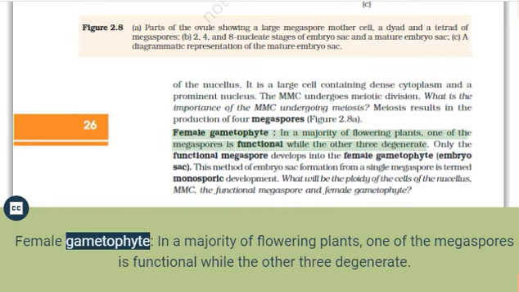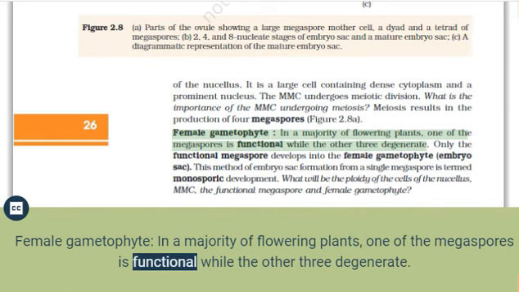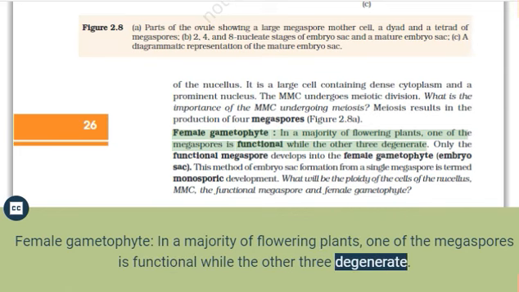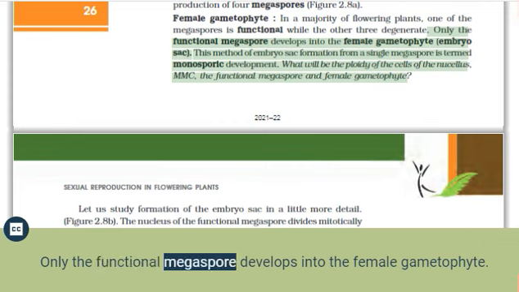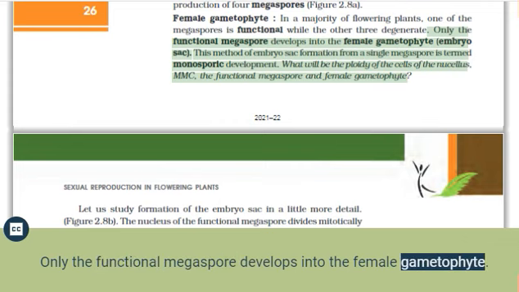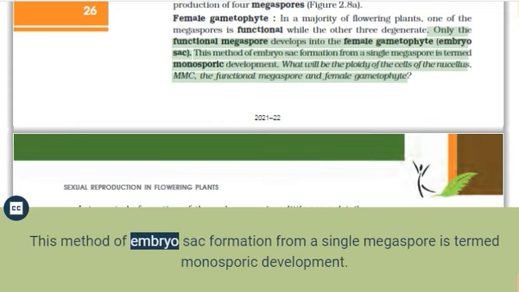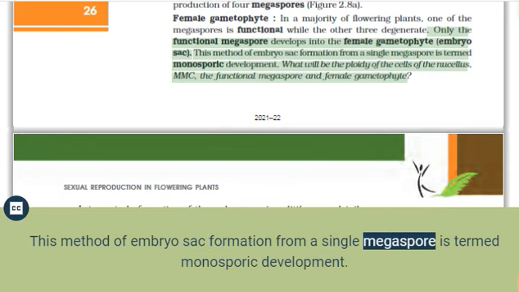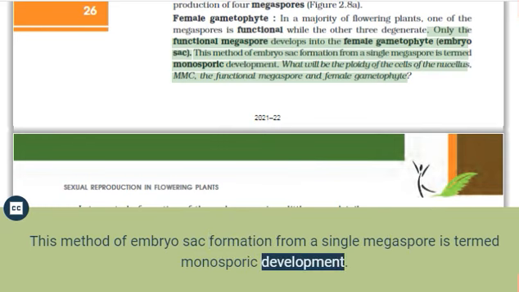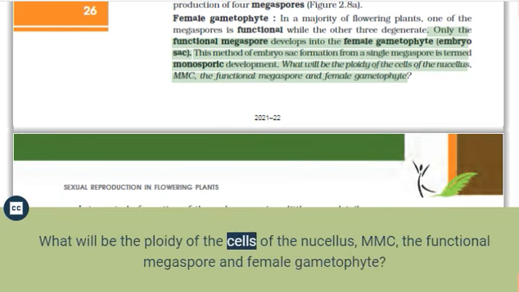Female gametophyte. In a majority of flowering plants, one of the megaspores is functional while the other 3 degenerate. Only the functional megaspore develops into the female gametophyte. This method of embryo sac formation from a single megaspore is termed monosporic development. What will be the ploidy of the cells of the nucellus, MMC, the functional megaspore and female gametophyte?